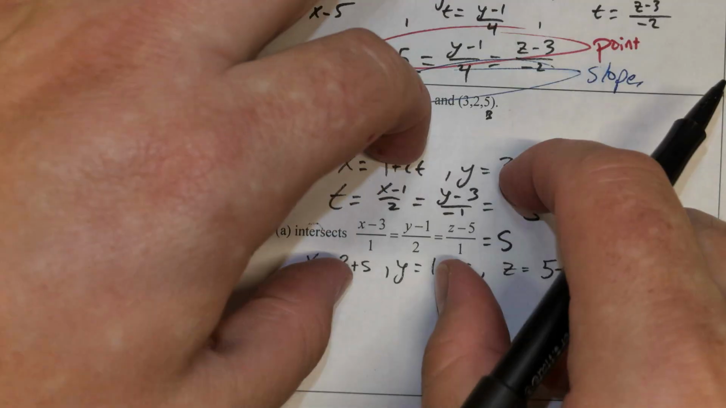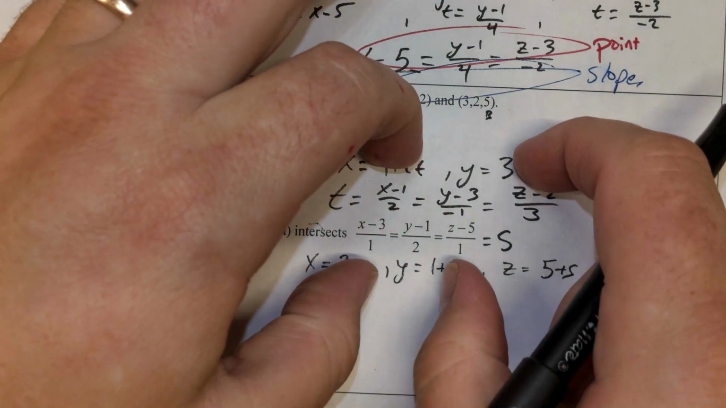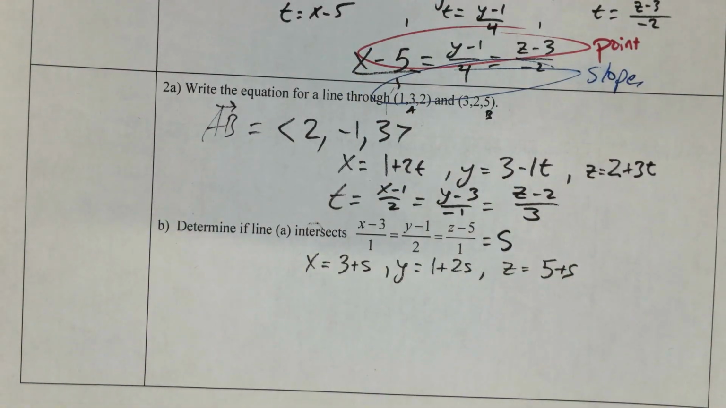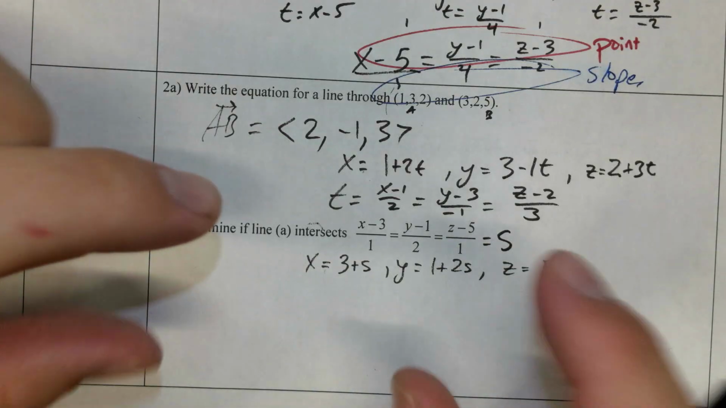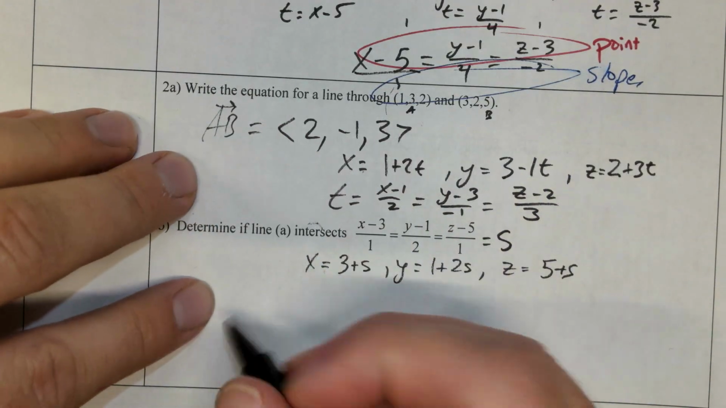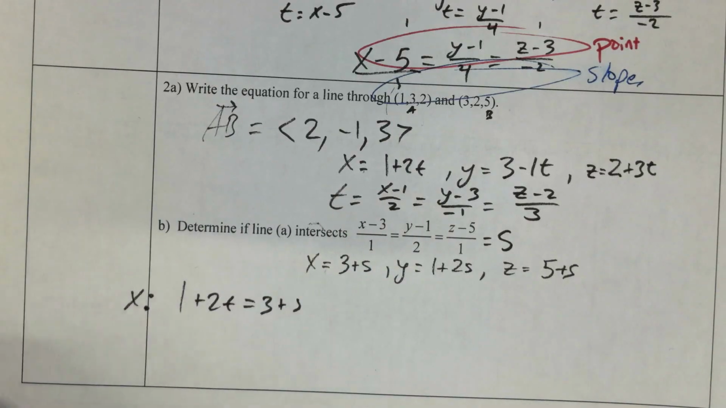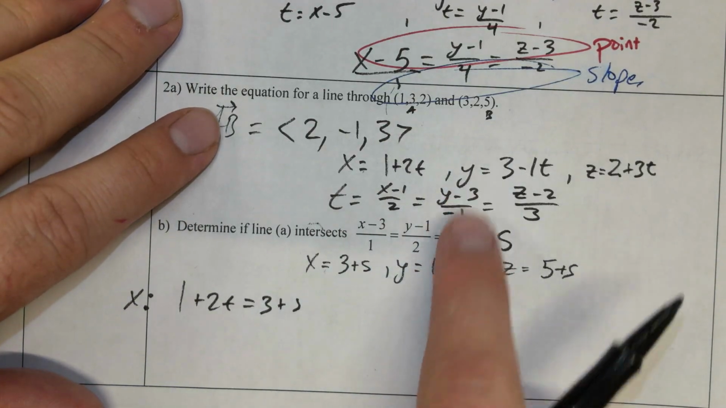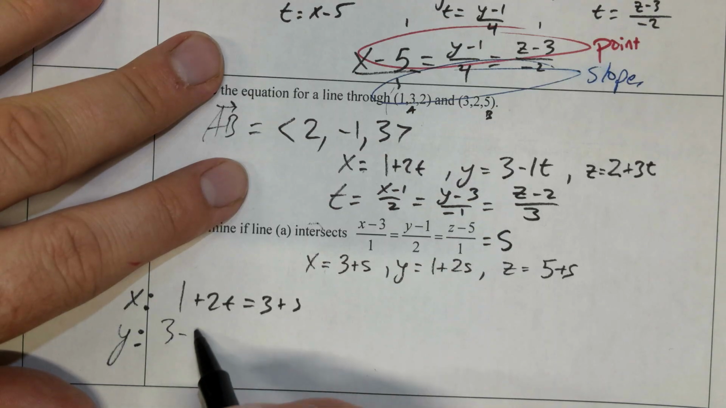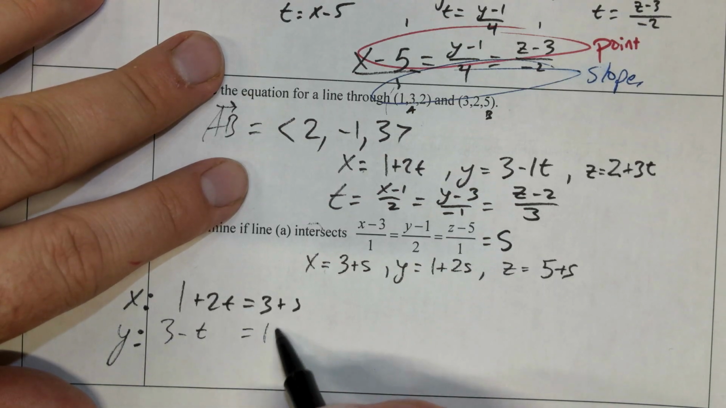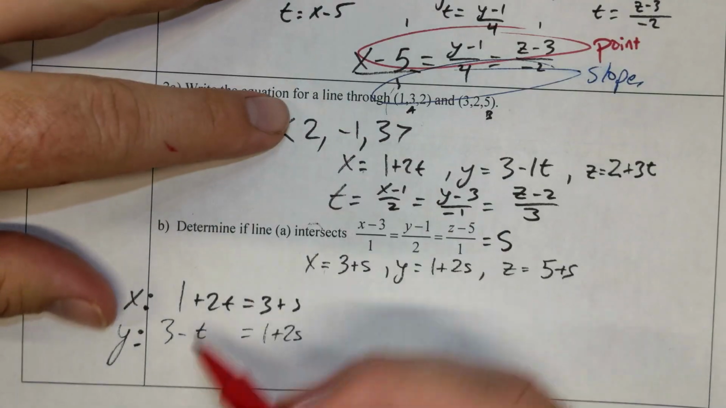And I want to see when my x's and y's are equal. So the best way to test this is to make two systems of equations and see if they coexist. Let me show you. If x is equal to x, meaning they coexist in the same place on x, then 1 plus 2t ought to equal 3 plus s. Well, if they're going to be coexisting on y, then 3 minus t ought to equal 1 plus 2s. And I would work to solve this system of equations.